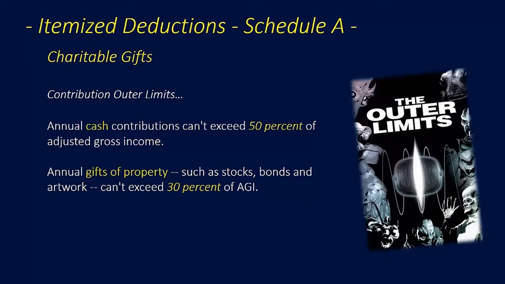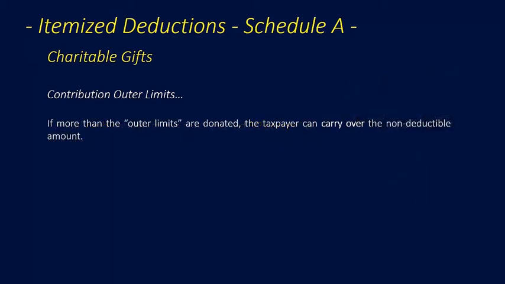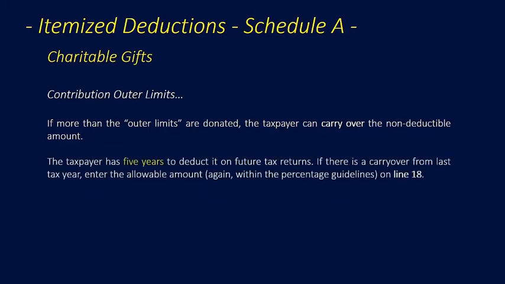There are some contribution outer limits. Annual cash contributions cannot exceed 50% of adjusted gross income. Annual gifts of property, such as stocks, bonds, and artwork, cannot exceed 30% of adjusted gross income. If more than the outer limits are donated, the taxpayer can carry over the non-deductible amount. The taxpayer has 5 years to deduct it on future tax returns.